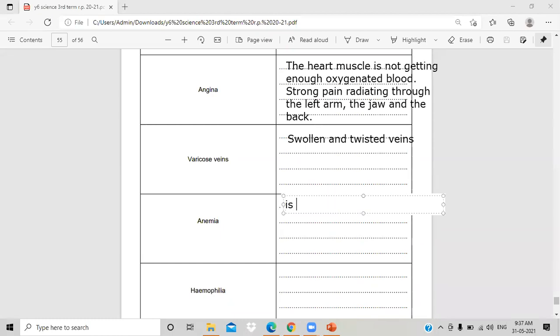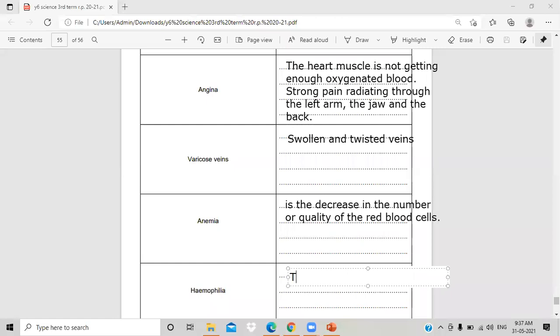Anemia is the decrease in the number or quality of the red blood cells. And the last one is hemophilia, which is the inability of the body to make a blood clot. You can write stop bleeding.